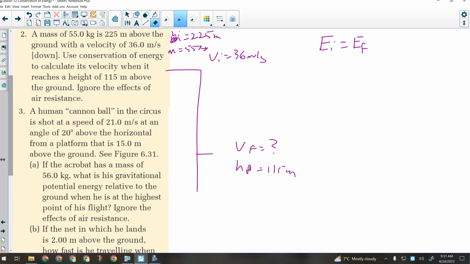All right, do I have initial potential energy in this situation? Yes, I'm 225 meters above ground. Do I have initial kinetic energy in this situation? Yes, moving at 36 meters per second. Do I have final potential energy in this situation? Yes, still 115 meters off the ground, and they're asking how fast I'm going, so obviously I still have some kinetic energy as well. I want to solve for VF, which is part of that term there. So I'm going to move the EPF over, just like I did in the example we did a few minutes ago with the Evel Knievel.